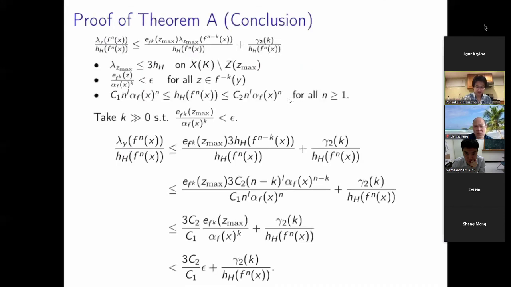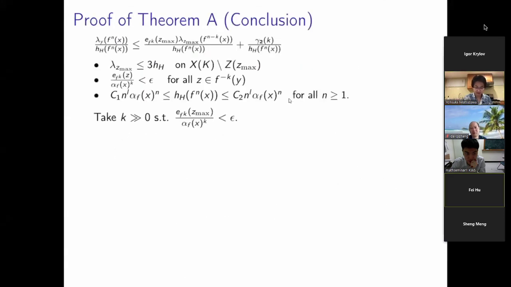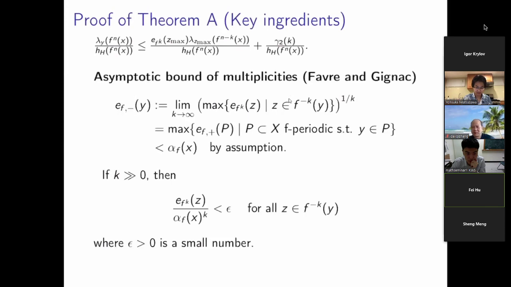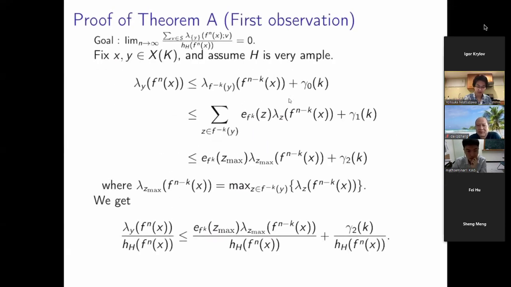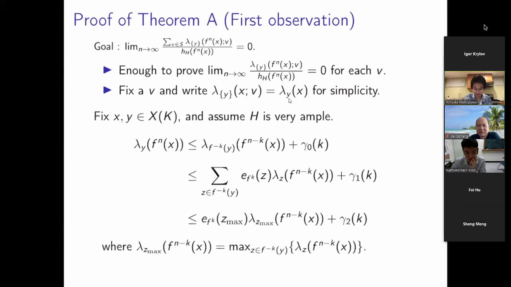Oh, gamma. Okay. Constant at the very beginning, you have gamma 0. Okay, I see. I understand the equation. Okay, in this slide, so this gamma, right? Okay, so this inequality actually comes from a functorial property of the local height function.